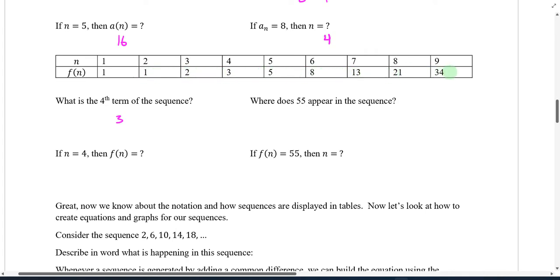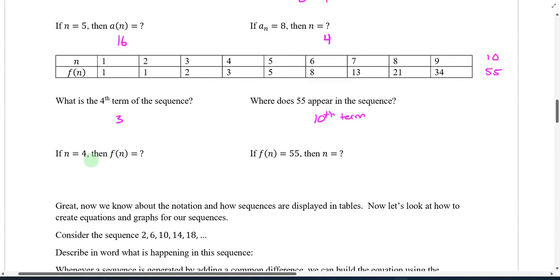I do not see 55, but remember we talked about this sequence when we were describing patterns. This one would require us to add the previous two terms. So for instance, to get 34, I would add the 13 and the 21. So the next term would be 34 plus 21. So 55 would actually be the next term, which would be term 10. So 55 would appear at the 10th term.